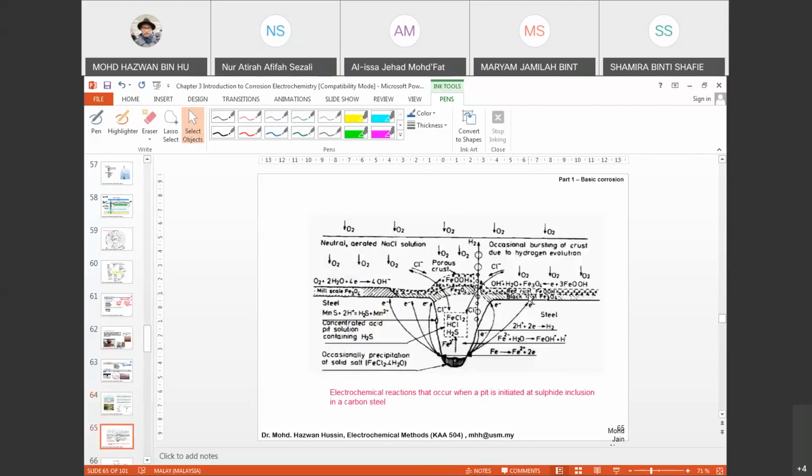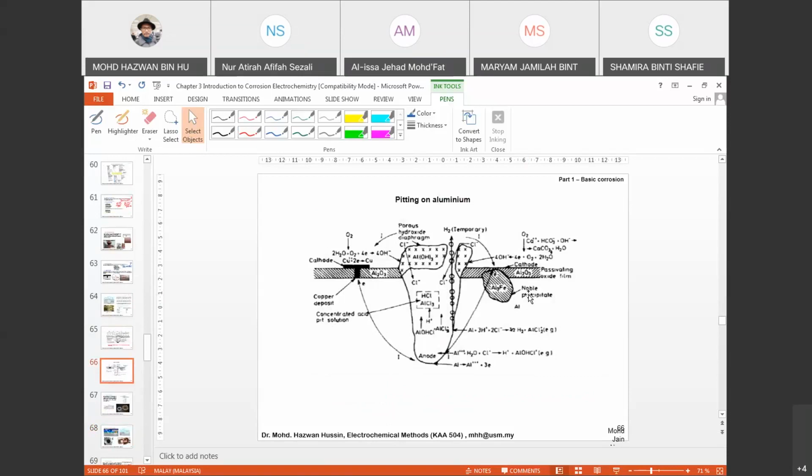This is where the formation of pits can be explained. It happens that you have chloride ions from NaCl solution. This is the example of pitting on aluminium. Still the same thing: you have an alumina passive layer, and when it fails, it can promote pitting corrosion as well.